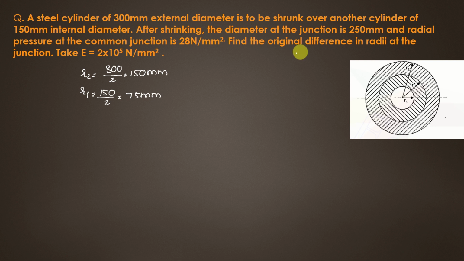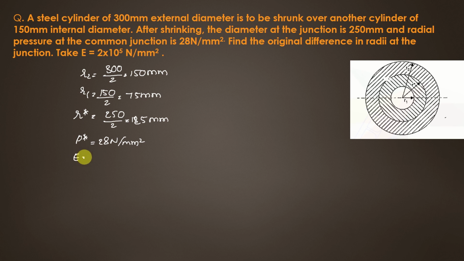After shrinking, the diameter at the junction is 250 mm. So what happens to the radius here? 250 by 2, that is, sorry, 125 mm. And the radial pressure at the common junction is given as 28 Newton per mm square. So we need to find the original difference in radii at the junction in order for shrinking.